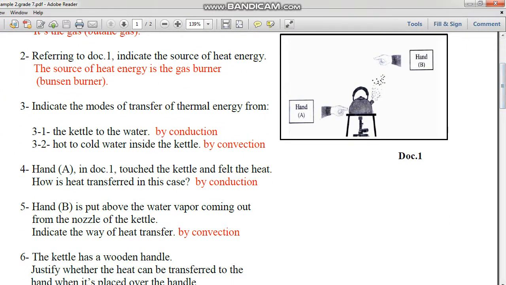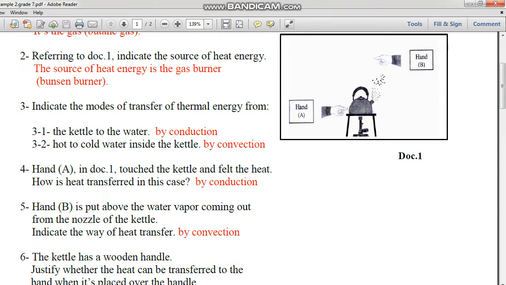Now part 4: hand A, as we see in document 1, touched the kettle and felt the heat. How is heat transferred in this case? Here too it is by conduction, in contact with a metallic object.